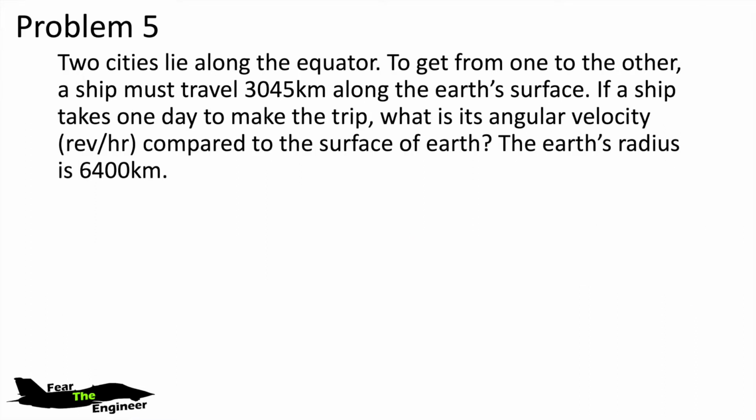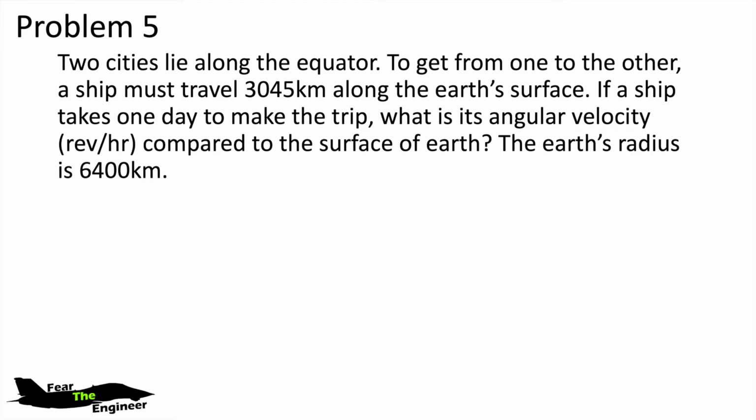Here's problem 5. Two cities lie along the equator. To get from one to the other, a ship must travel 3,045 kilometers along the Earth's surface. If it takes the ship 1 day to make the trip, what is its angular velocity compared to the surface of the Earth? The Earth's radius is 6,400 kilometers.